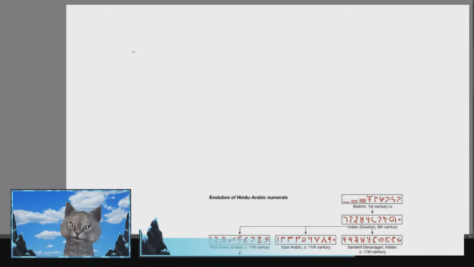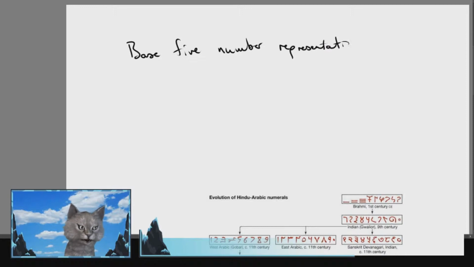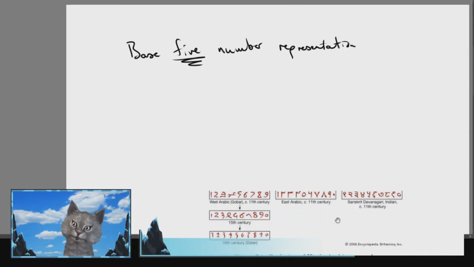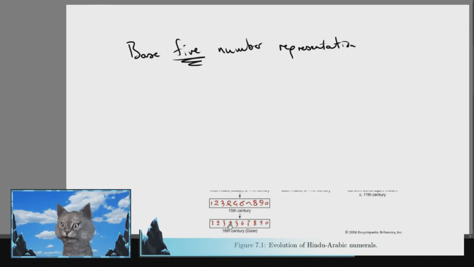Hello and welcome to this lesson on base 5 number representation. So we are going to have a quantity and we're going to represent it by counting in fives. Now, the digits in our number system that we know today have evolved slowly over time, as you can see here, to what we have today. And it comes from these Hindu Arabic numerals.